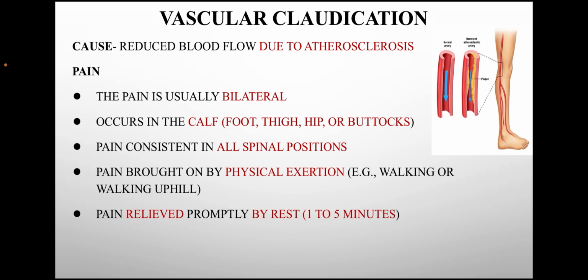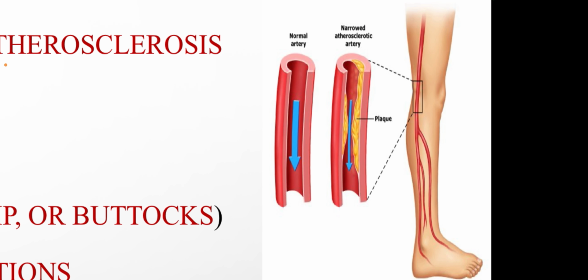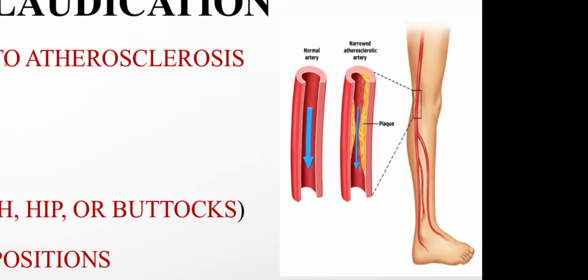First, let's see vascular claudication in detail. Causes: it can be due to reduced blood flow due to atherosclerotic plaque. As we can see in the picture, there is one normal artery. The second artery is having atherosclerotic plaque, leading to reduced blood flow.